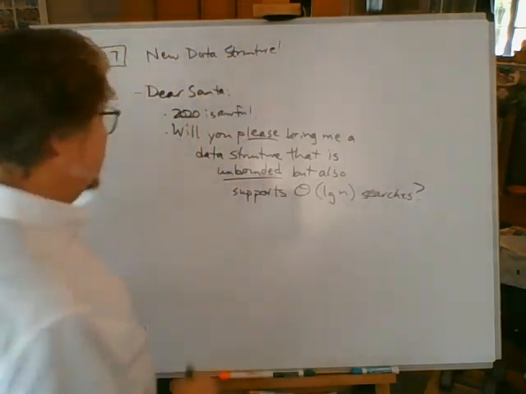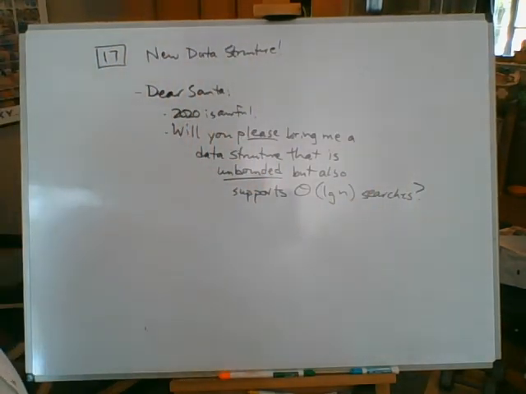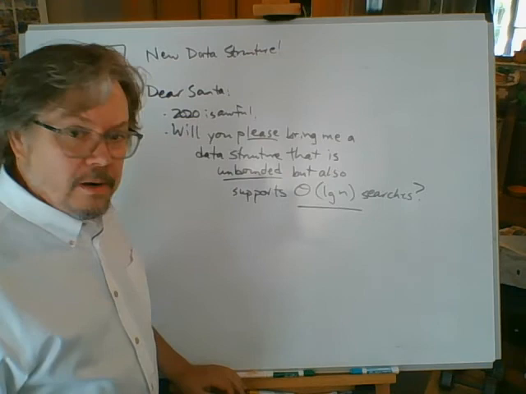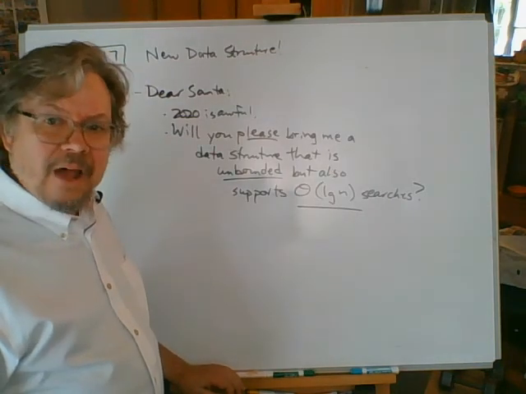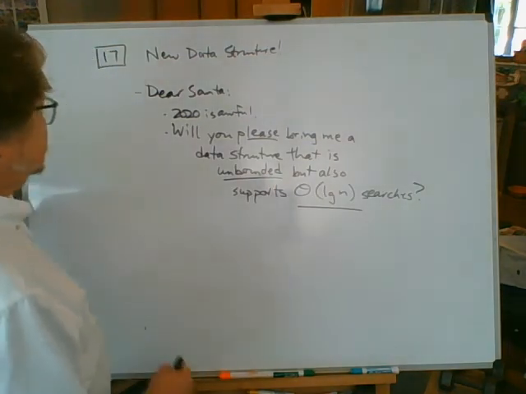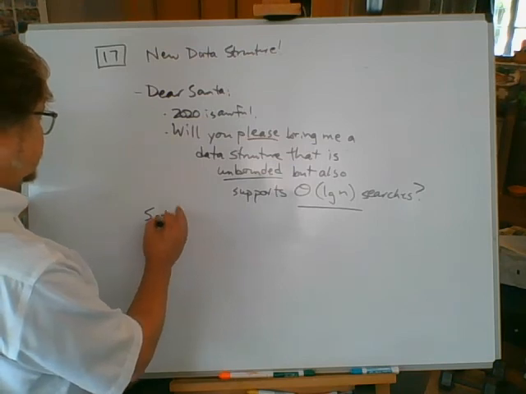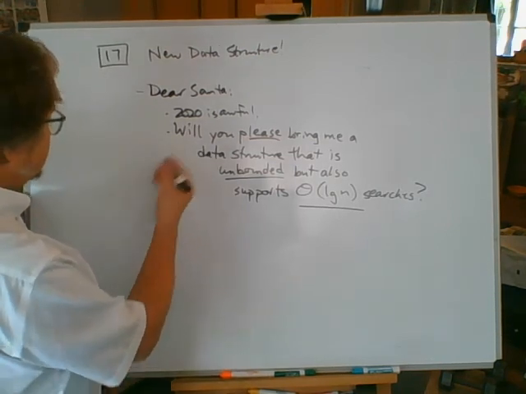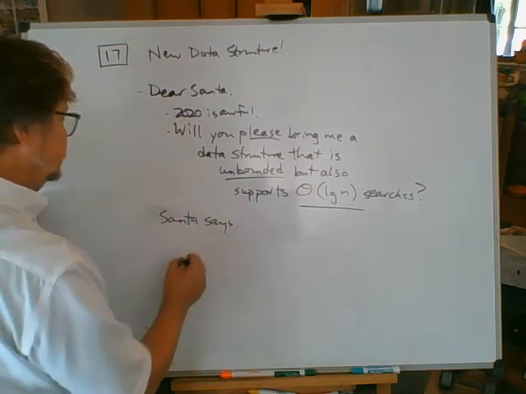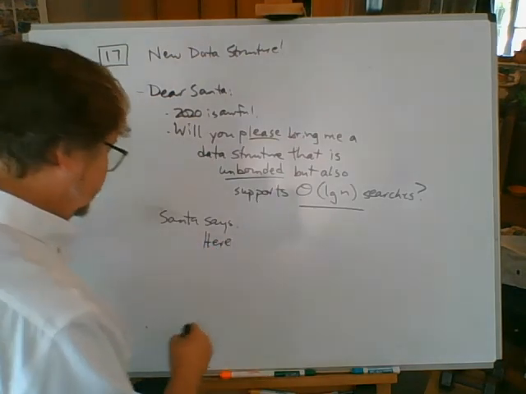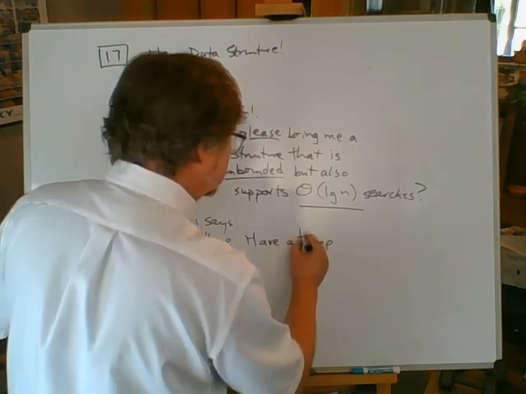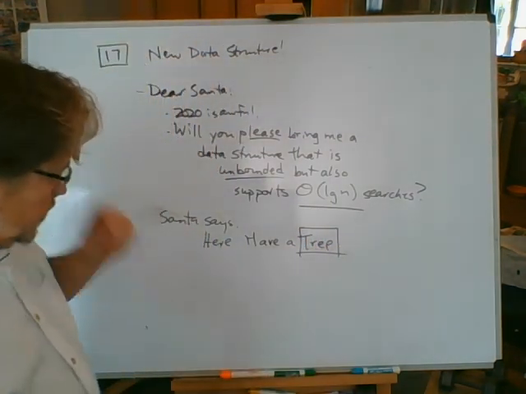And that was a question to Santa. Will you please bring me a data structure that is unbounded but also supports order log base 2 of n searches, which means that every time I do a comparison, I cut out half of the number of things that I have to look through to find what I'm looking for. And Santa says, here, have a tree. A tree grows in Brooklyn.